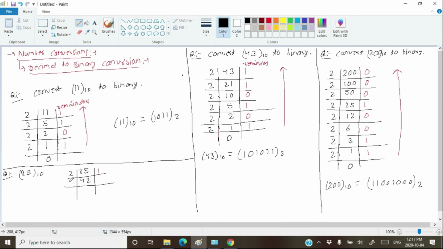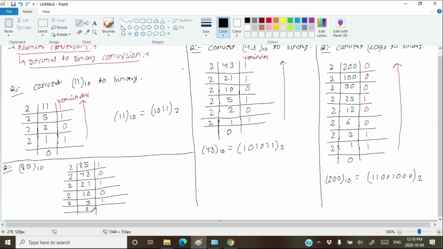Then you divide 42 by 2 and you will get 21 as the quotient and 0 as the remainder. Then you again divide 21 by 2 and you will get 10 as the quotient and 1 as the remainder. Again you divide 10 by 2, you will get 5 as the quotient and 0 as the remainder. Again you divide 5 by 2, you will get 2 as the quotient and 1 as the remainder. Okay.